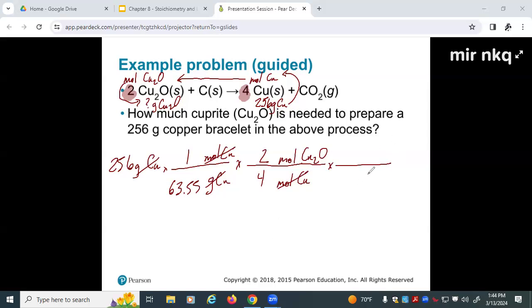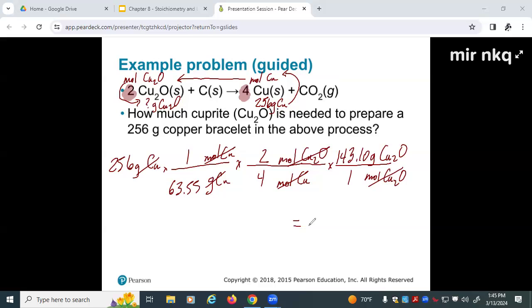Last step here, I want to turn the moles of cuprite into grams of cuprite. For that, I need the molar mass again. Molar mass of copper, 63.55, and there are 2 of them, so times 2. Plus oxygen, which is 16. Total mass, 143.10. Moles of cuprite cancel. I'm left with just grams.